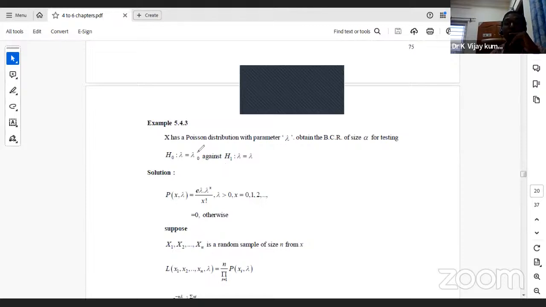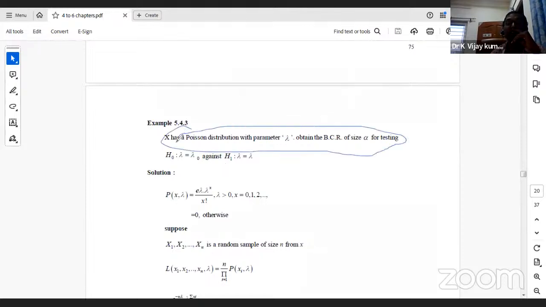Let X be a Poisson distribution with parameter lambda. Obtain the best critical region of size alpha for testing H0: lambda = lambda naught against H1: lambda = lambda 1. Solution: the pmf is e power minus lambda, lambda power x by x factorial, where lambda is greater than 0, x is equal to 0, 1, 2, and so on.